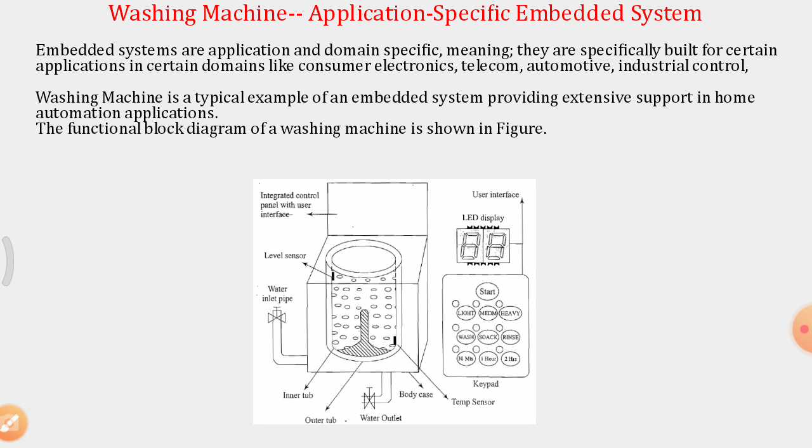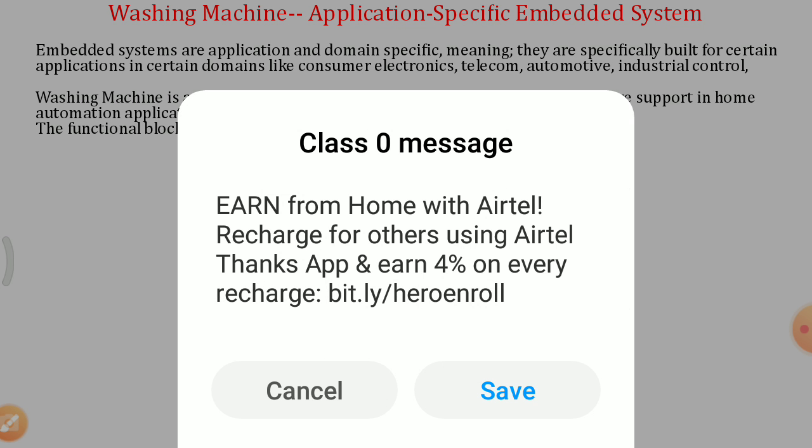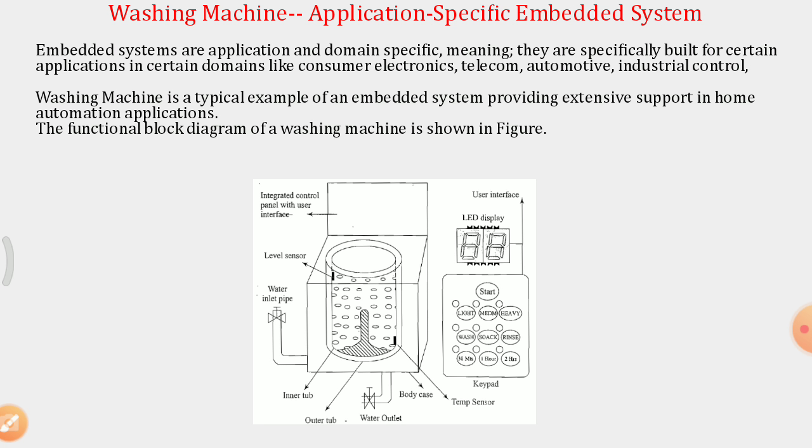So here we are going to see a washing machine. There are typically two types: one is a front end and the other is a top end. A simple top end washing machine has been taken up here. It's typically an example of an embedded system that provides extensive support in home automation applications, in the domain of home automation.